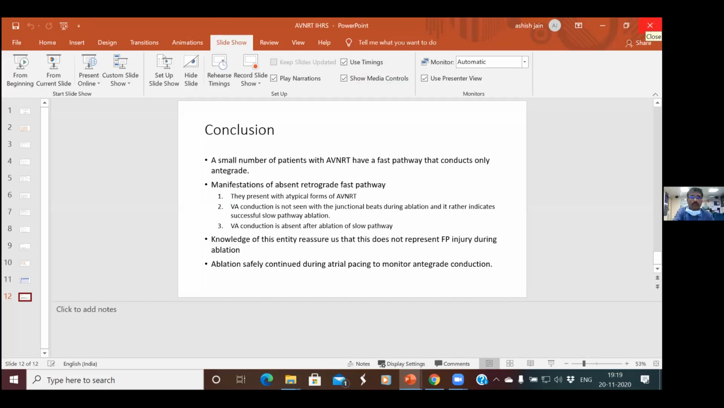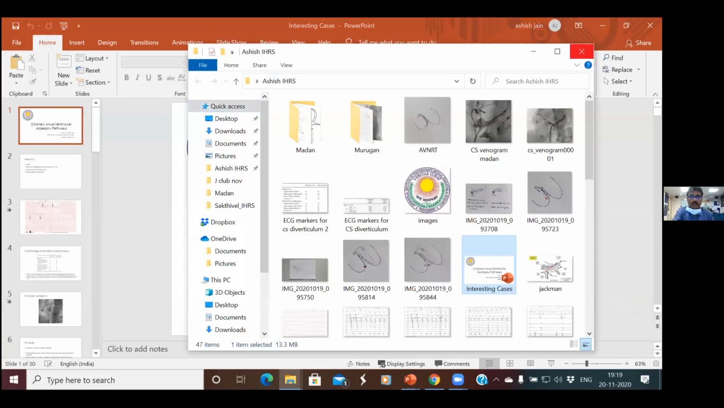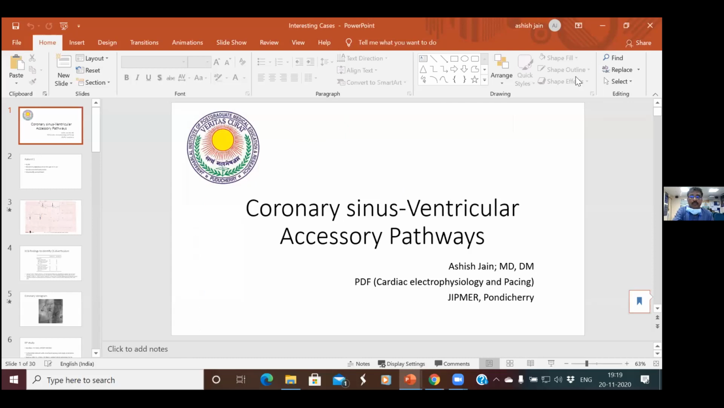Yeah, I didn't actually get the exact question that he's asking. What you said is that there may be a discrepancy between antegrade and retrograde conduction. But in these cases, what we're saying is that because there is VA block during the junctionals, the only way to monitor AV conduction is to monitor antegrade conduction. So we'll just see this once.